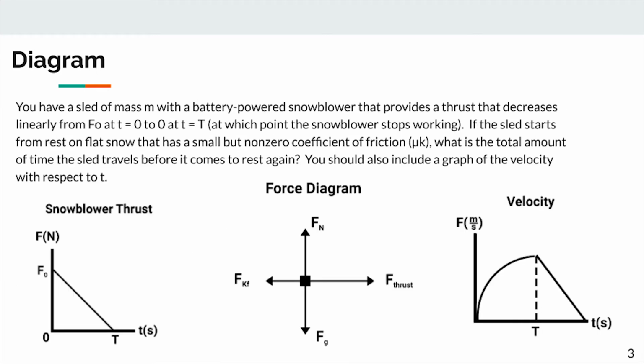For our diagrams, we have a visual representation that shows how the thruster has the force decrease linearly from F0 to T. Then we have our free body diagram, which shows that the force of gravity and the normal force are equivalent in magnitude, and that there is a positive acceleration force pointing to the right due to the thruster. And then we have a velocity graph.